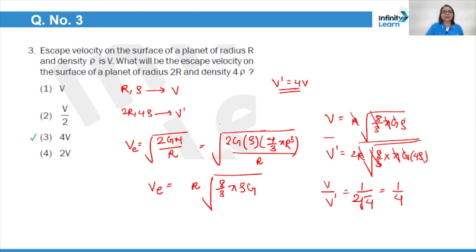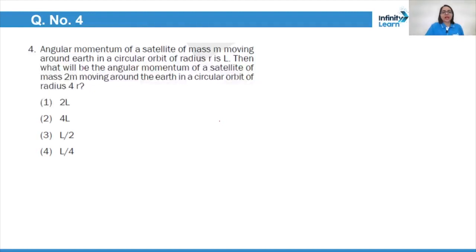Option 3 is correct. Question number 4. Angular momentum of a satellite of mass m moving around Earth in a circular orbit of radius r is L.